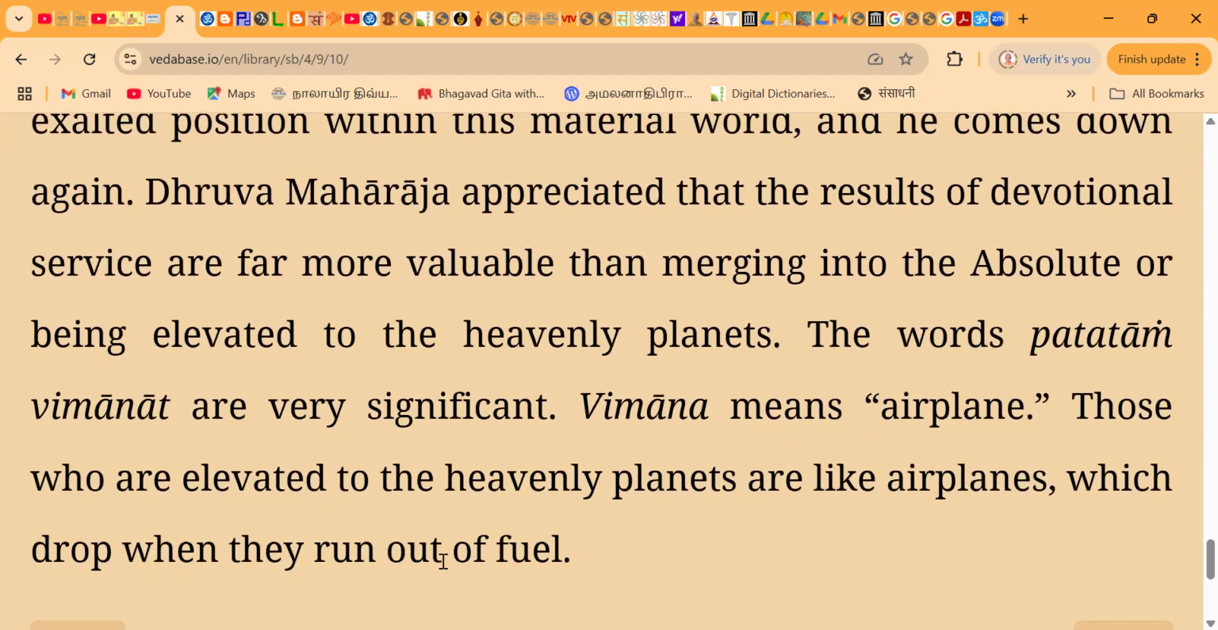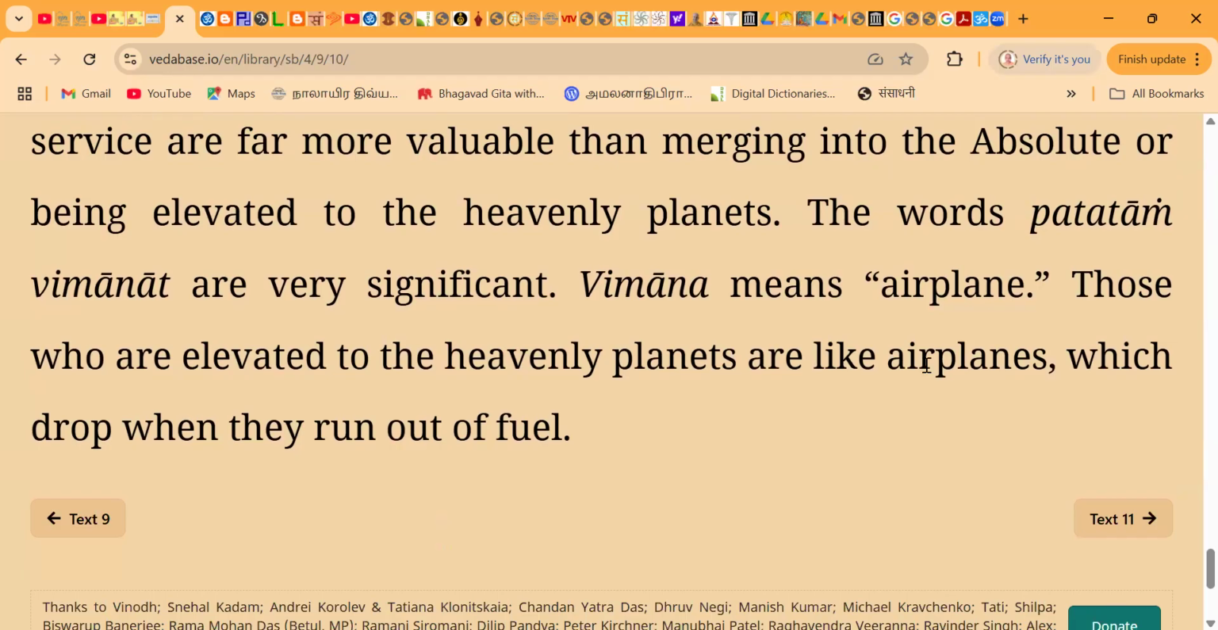So Dhruva Maharaj appreciated that the results of bhakti are far more valuable than merging into the Brahman or being elevated to the heavenly planets. So Patatam Vimanat is very important. Those who are elevated to heavenly planets are like airplanes which drop when they run out of fuel.